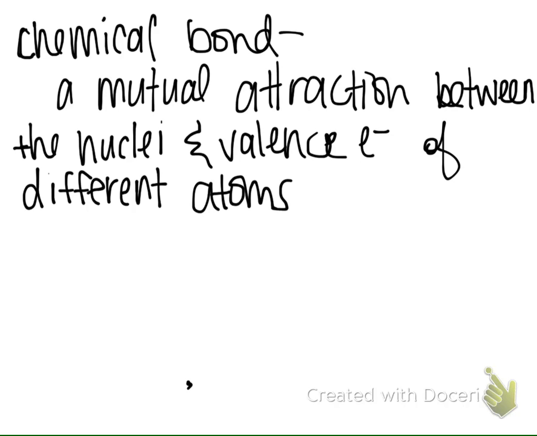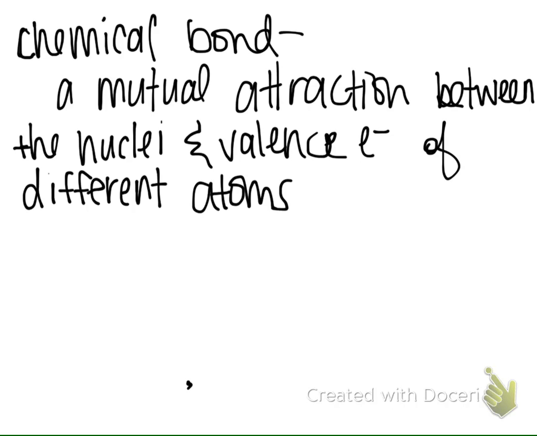What about electrons? Where are valence electrons located? The outer shell. Valence electrons are the outer shell electrons, and they have what charge? Negative. Electrons have negative charges. So this is what a bond is: two atoms attracted to each other, negative part and positive part. We're going to look at two different types of bonds that will bring atoms together.